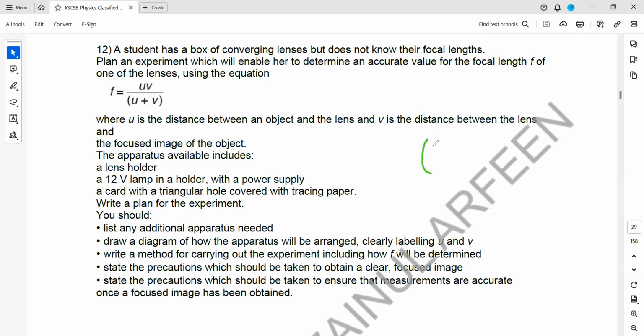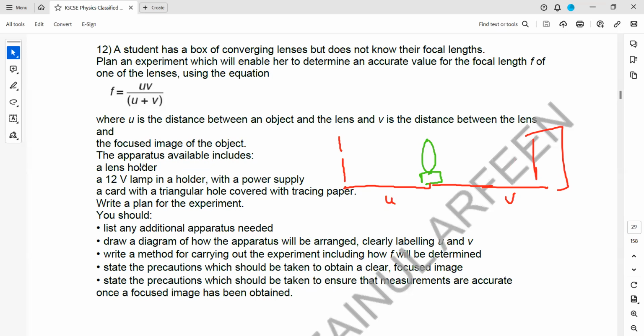U is the object distance. If we have a lens on a holder, and we have an illuminated object, say this is an object, and we'll have a screen. The distance between the object and the center of the lens is U, and the distance between the lens and the screen is V. That is U and V.